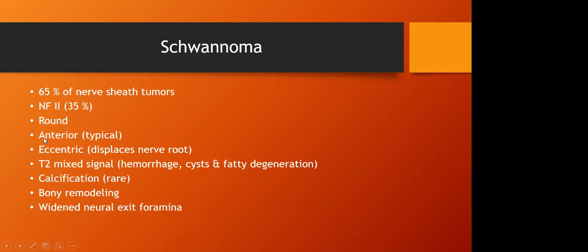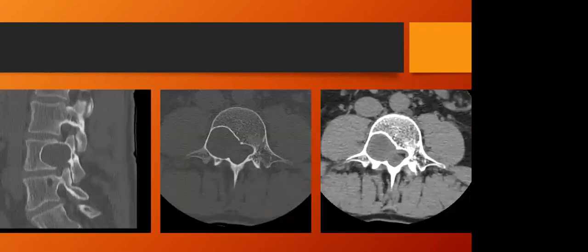Location is usually anterior and eccentric, displacing the nerve root. T2 could be mixed signal depending on the presence of hemorrhage, cystic degeneration, or fatty degeneration. Calcification is rare. Bone remodeling is common because it's usually a benign tumor and causing widening of the neural exit foramina. The typical dumbbell shape for schwannoma is seen only in 5% of the cases. This is CT showing the schwannoma and the bone remodeling with the dumbbell-shaped tumor seen in CT.